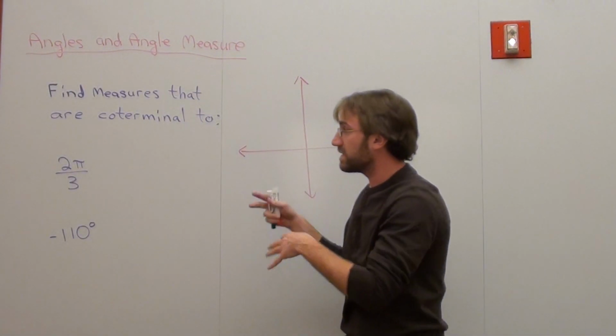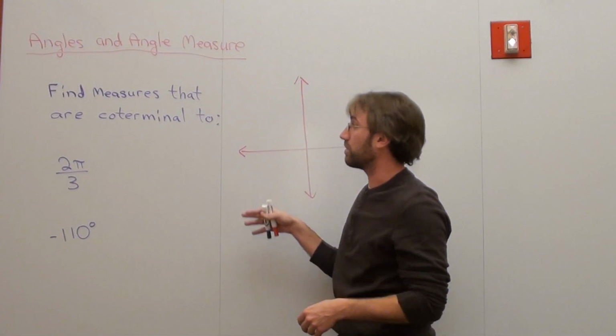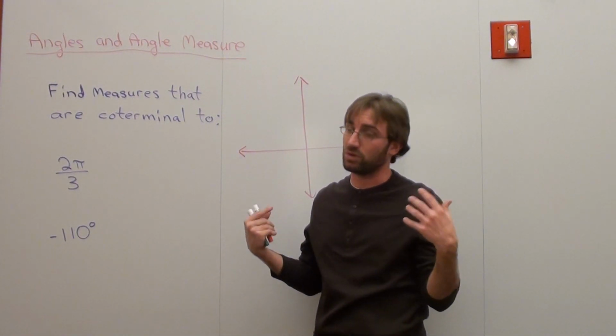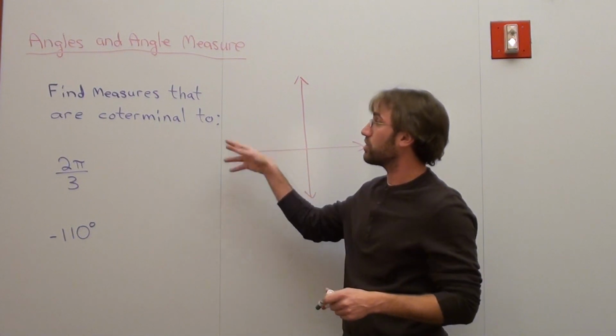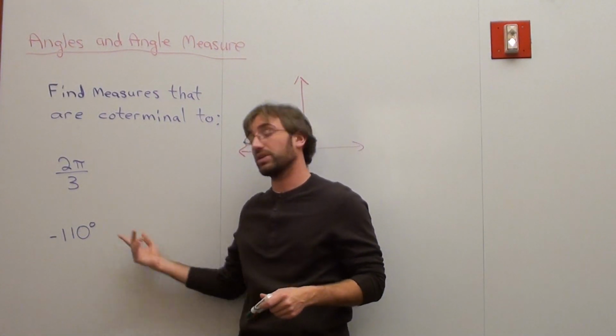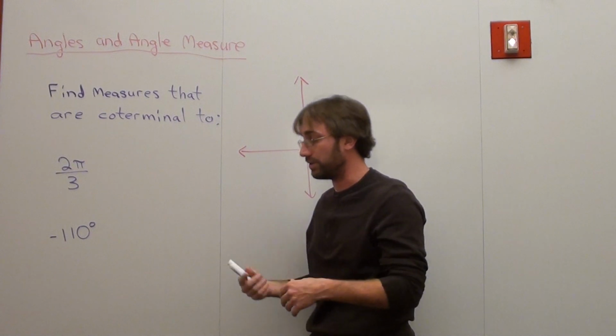Hello again. In this particular lesson, what we're going to talk about are coterminal angles, coterminal measures in general. So find measures that are coterminal to 2 pi over 3 and negative 110 degrees. So I'm going to go ahead and do that.